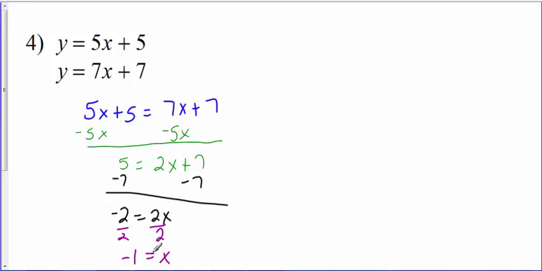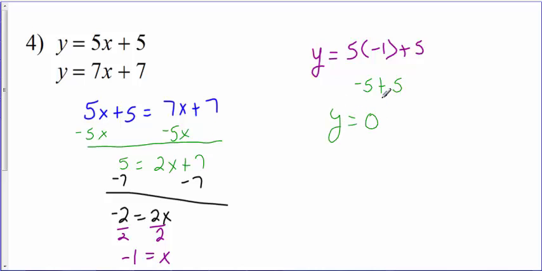Now that we know what x equals, we can either substitute it in for this value of x and evaluate for y, or use the bottom equation. Either one is acceptable. So I'm going to take it and substitute negative 1, which is the value of x, into the first equation. 5 times negative 1 is negative 5 plus 5. So y equals 0. So our solution is negative 1, 0.